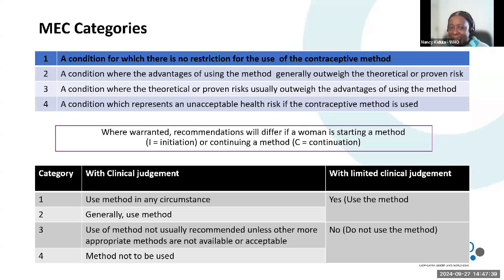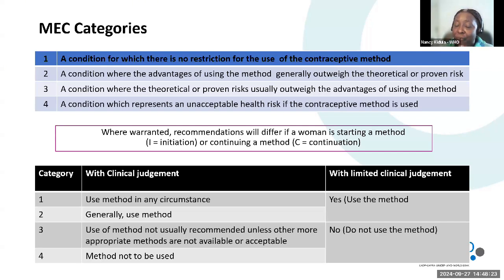So what we are saying is, if you reach a point where you are providing a client with a method that is category 3, it means you totally do not have any method available that is category 2. And it is imperative that this client is on a method, and therefore you are going to follow them very, very closely. You have to make sure they have access to clinical services in case they develop any complications related to the use of that method. Why? Because the risks outweigh the benefits.